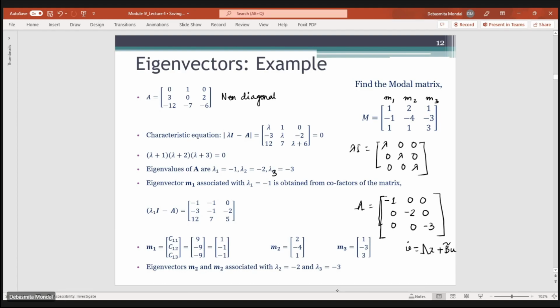Okay, so for finding this eigenvector, as we have already told, corresponding to each eigenvalue we will have one eigenvector. That means we have three eigenvalues over here, so we will have three eigenvectors, and then those three eigenvectors will be arranged in this way in order to find out the modal matrix. And the eigenvector corresponding to lambda 1 equals -1, you can write that lambda 1 I minus A will be given by this matrix.